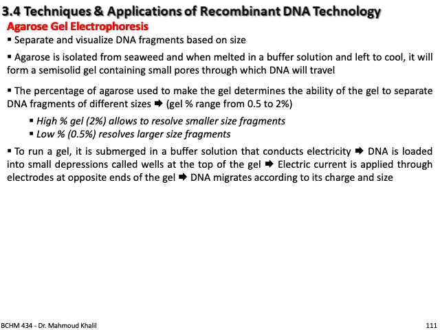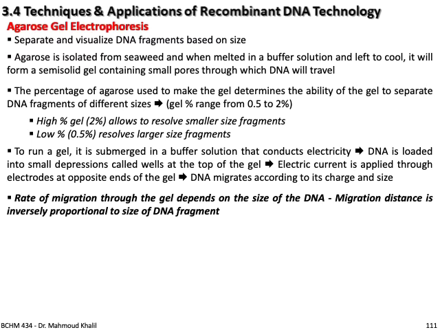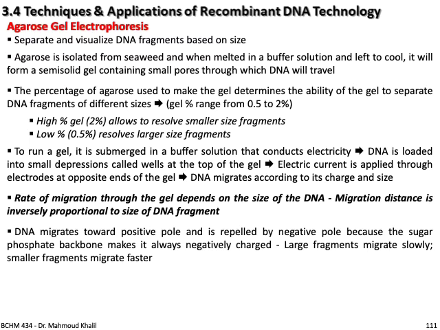The electric current is applied through electrodes at the opposite ends of the gel, and then DNA migrates according to its charge and size. The rate of migration through the gel depends actually on the size of the DNA. The migration distance is usually inversely proportional to the size of the DNA fragment. DNA migrates toward the positive pole. That's because the total charge of the DNA is negative, due to the fact that the sugar phosphate backbone makes it always negatively charged. So larger fragments migrate slowly and vice versa.